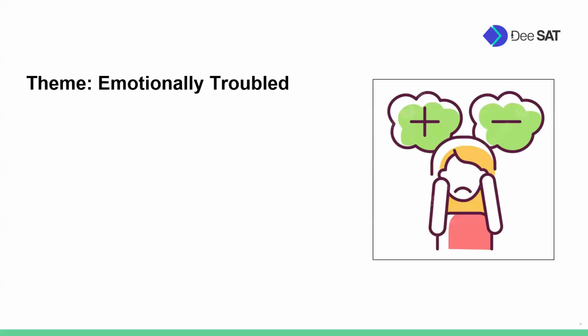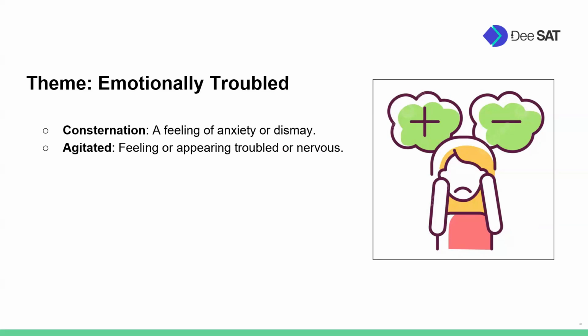Emotionally troubled, don't know what to do. Consternation, a feeling of anxiety or dismay. Agitated, when you are pretty angry about something, when you are troubled or nervous about something. Disturbed, marked by emotional or mental disturbance.